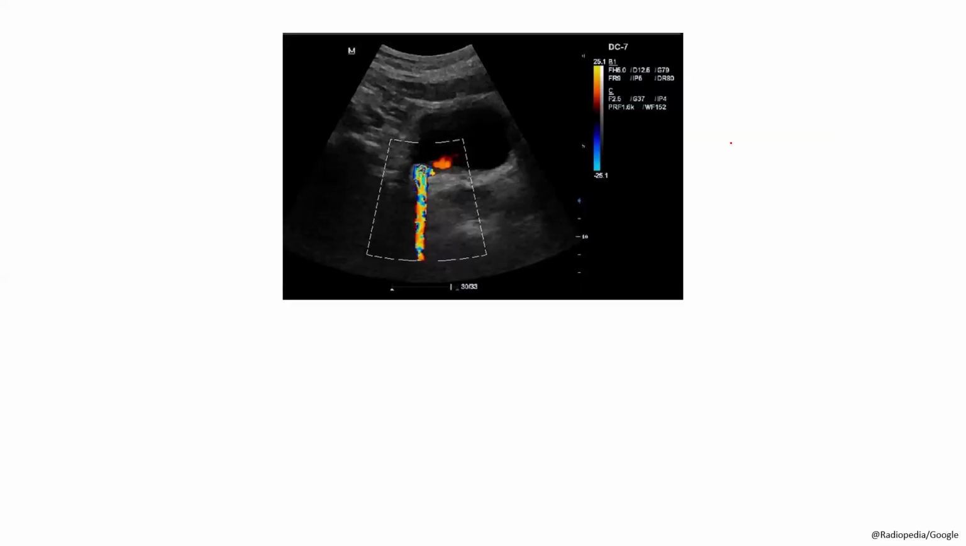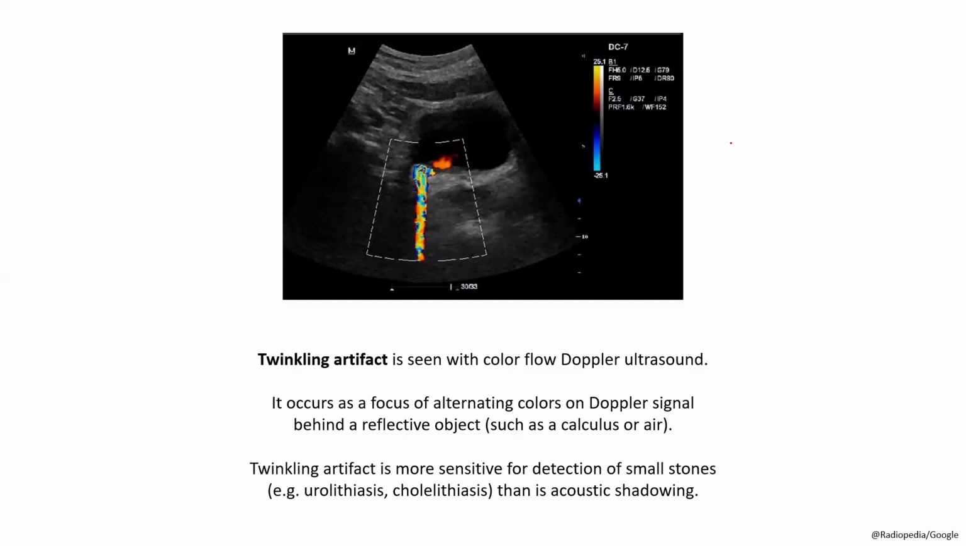What is this sign or artifact, ultrasound artifact? This is twinkling artifact, which is seen with colored flow Doppler ultrasound. And it is because of presence of a highly reflective object like a calculus or air in the way of the ultrasound. And so this sign is very useful in identifying small stones, like at vesico-ureteric junction in this case. So this is twinkling artifact.